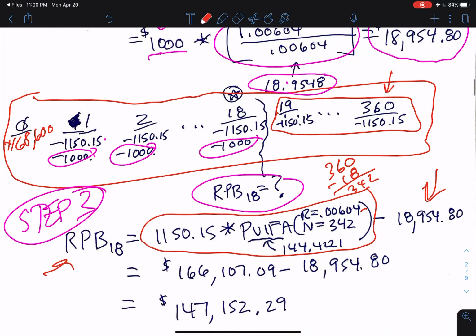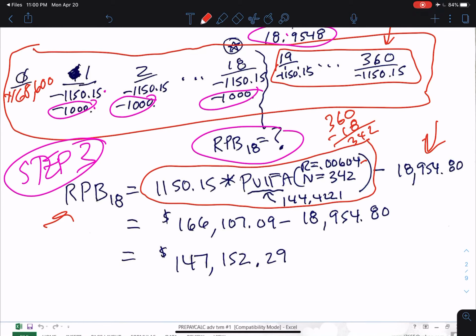and we'll get the remaining principal balance initially by just doing what we used to do. Take the payment amount and multiplying it by a PVIFA that reflects the number of remaining payments in the end value. This PVIFA is 144.4221. Excuse me. And when we multiply this by this, we get $166,107.